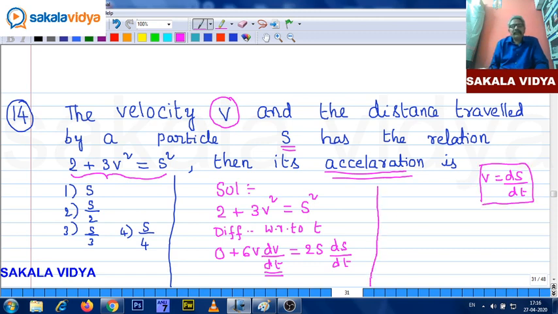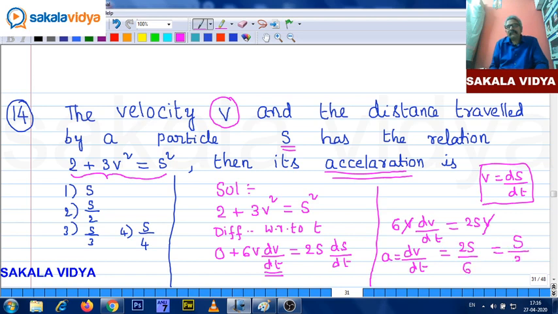So, this we can write now 6v dv by dt equal to 2s, the ds by dt is replaced by v, v gets cancelled. Now, dv by dt is acceleration, that is the required one, equal to 2s by 6 whose value is s by 3. So, third option is the right option.